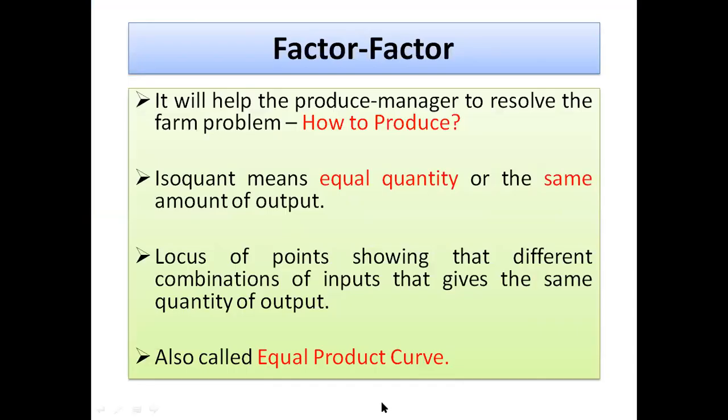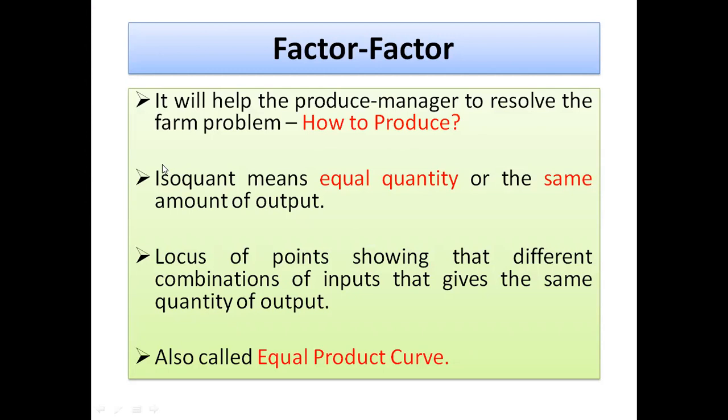Now moving to the factor. Because factor-product I have already completed in the microeconomics chapters. So today in this lecture we will deal with factor first. See, in factor, it will help the producer manager to resolve the farm problem, that is how to produce, because we are using two resources. How will we substitute between those two inputs so that we can produce the product with minimum cost? That's why the problem is how to produce.